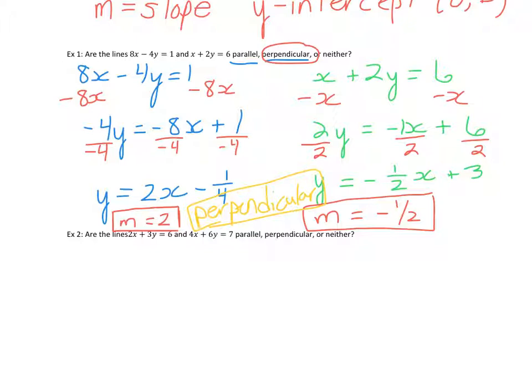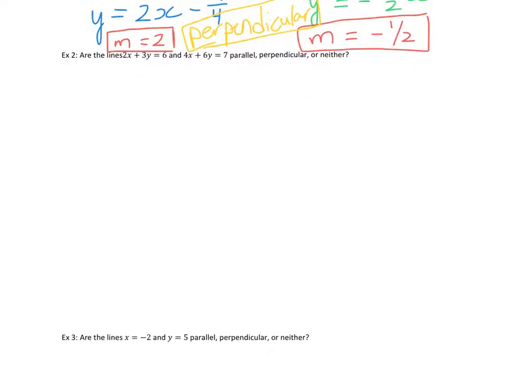All right, so let's do an example on your own. Go ahead and pause. And then when you come back, we'll check out the solutions to example 2.